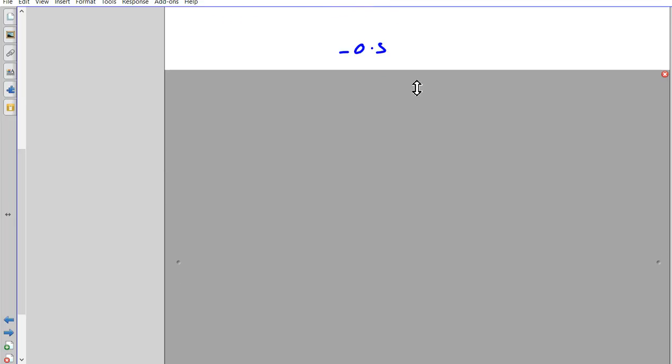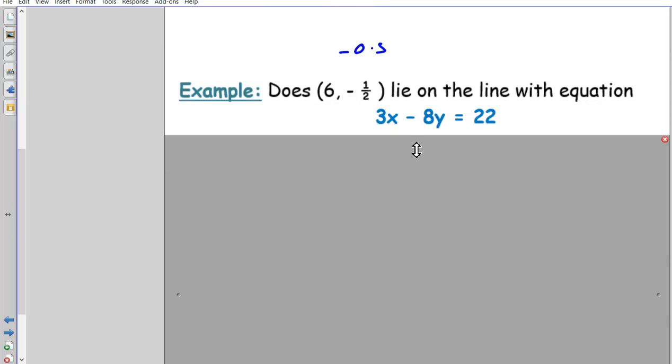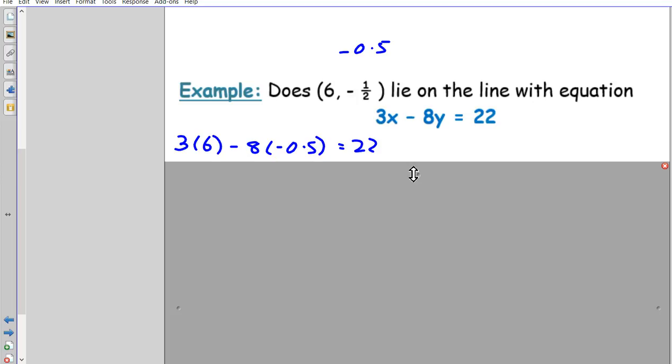Does (6, -1/2), which is the same thing as negative 0.5, lie on the line with the equation 3x minus 8y equals 22? Again, we've got to substitute in x equals 6, y equals negative a half, and see, does it equal 22? If it does, then the point lies on the line.